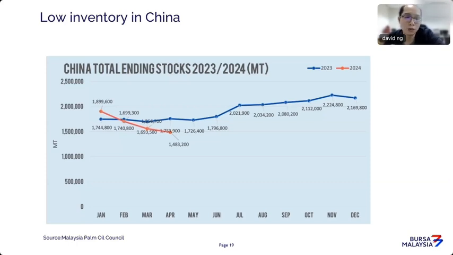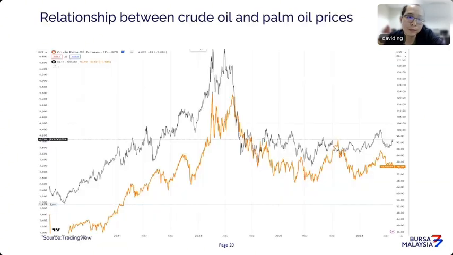So right now you can clearly see the figures this year so far, year to date, suggest that China inventories are actually quite on the lower end. I think eventually these inventories will start to pick up, which translates into China demanding more of Malaysia palm.